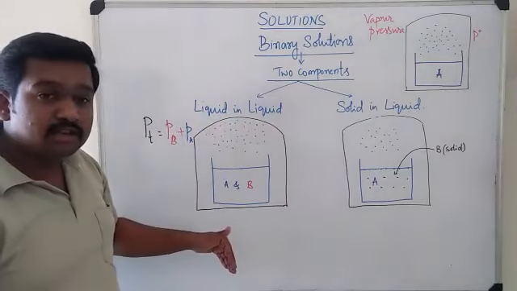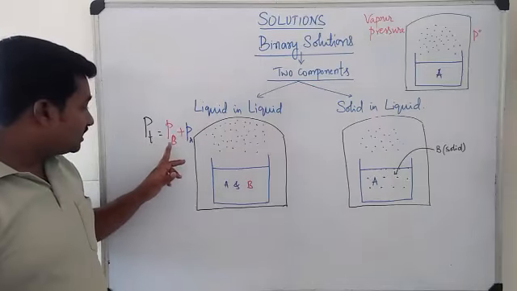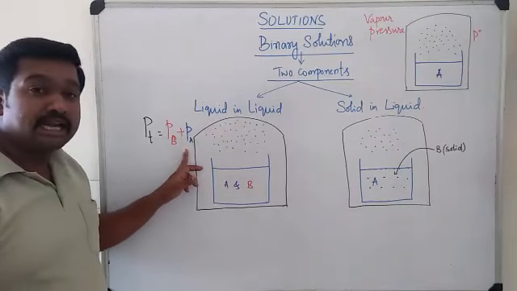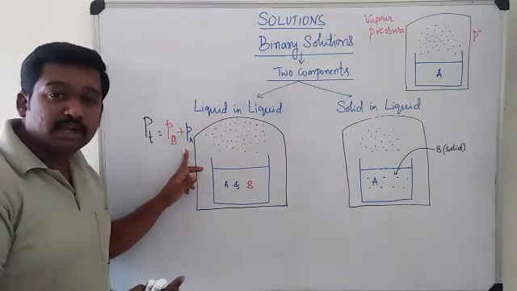That vapor exerts a pressure which is the total vapor pressure of both A and B, given as the sum of the partial pressures of individual components.